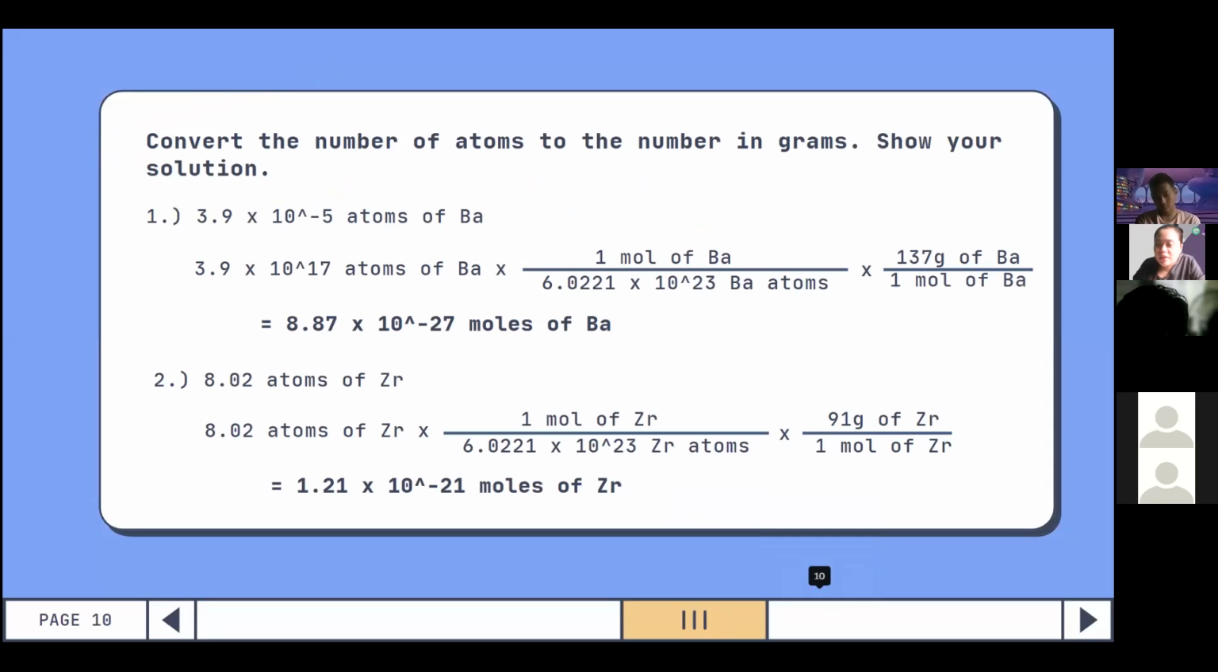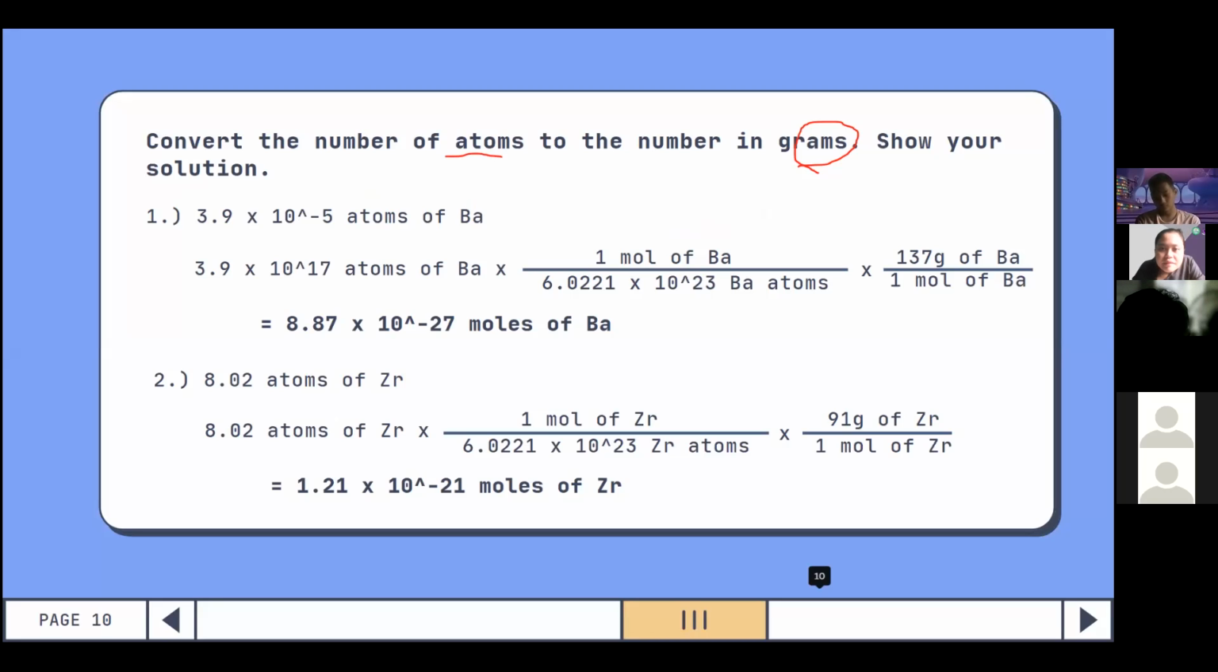Now, ito namang set of given na ito is asking you to convert the number of atoms not just to moles but sa grams talaga. So yung pattern dyan, aside from having this conversion factor na number of moles to number of atoms, you also need sa last part the atomic weight of the element to convert it further to grams.